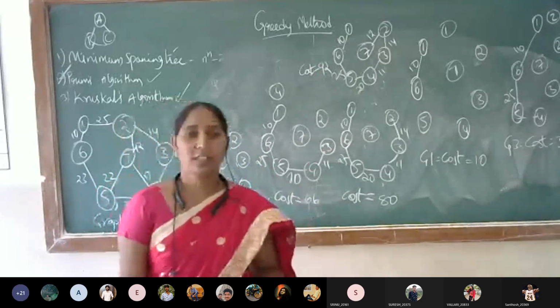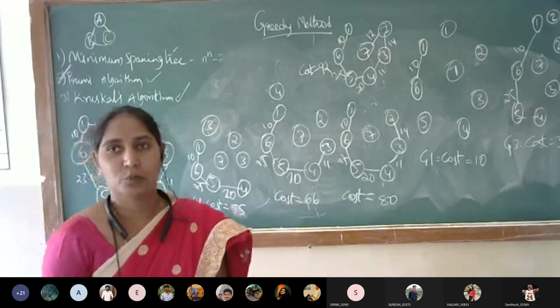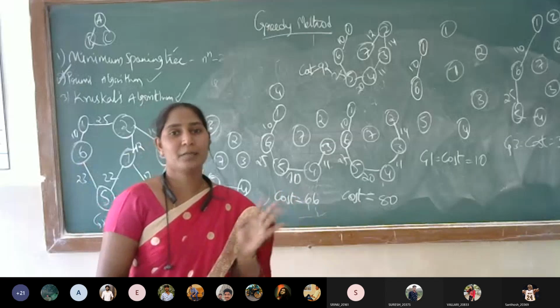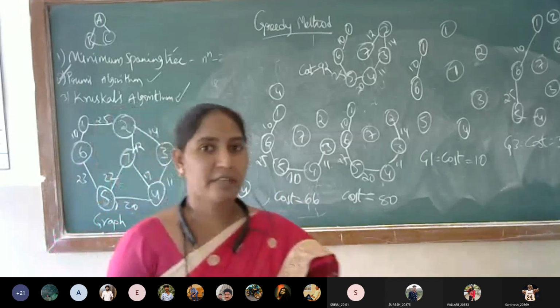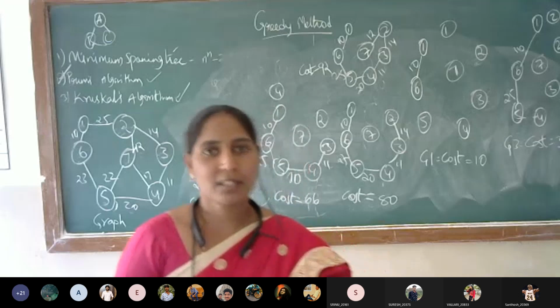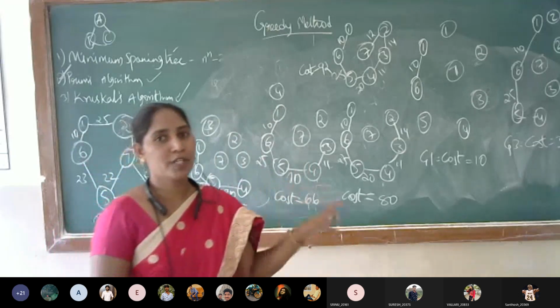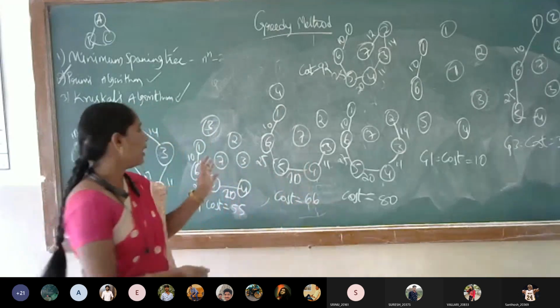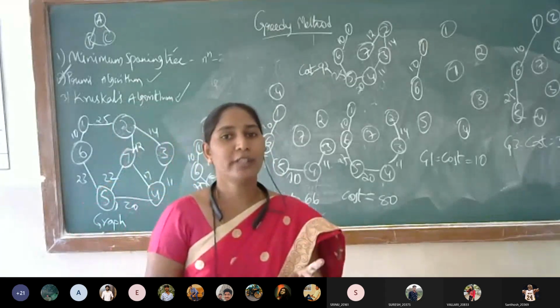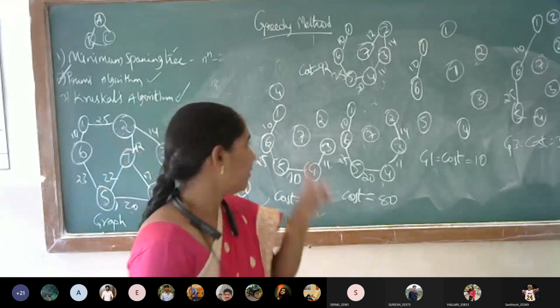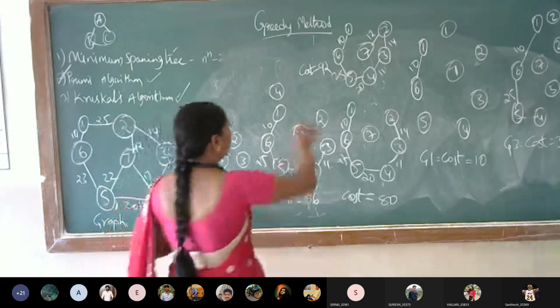So finally we got the cost 92. Okay, this is about Prim's algorithm. In Prim's algorithm, we take the costs from highest to lowest. After that, you need to take all the vertices. If you are having n vertices, you need to get n minus 1 edges. So 7 vertices are there, so 6 edges are needed.